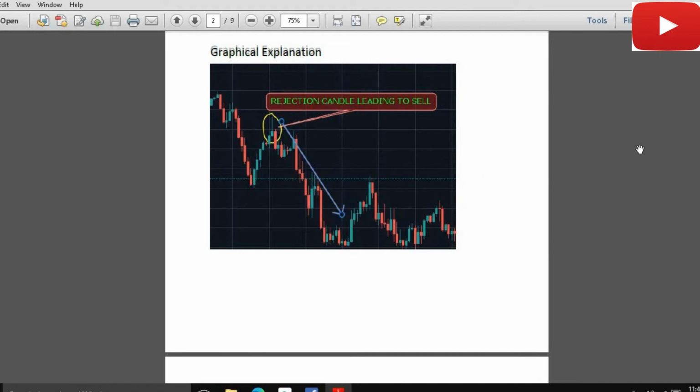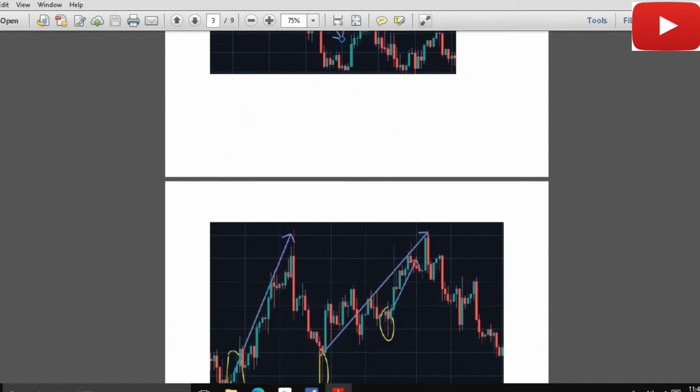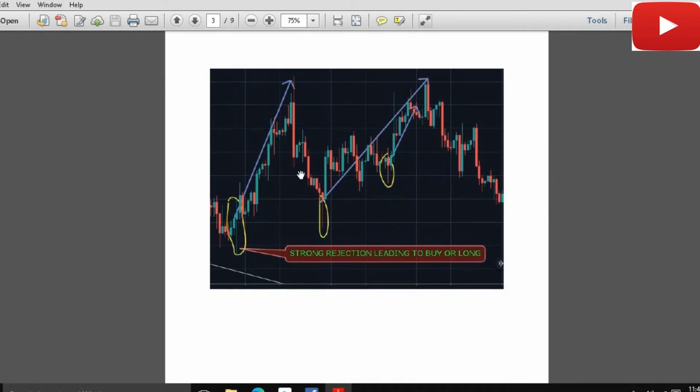Right, so let's look at other powerful examples of rejection candles. The same thing here on our graph. We are seeing a rejection candle here. There was a huge rejection that resulted in a buy. Here also we are seeing a long shadow, a huge rejection that resulted in a sell. Here a long shadow, short body, a huge rejection that also resulted in a buy. I want you to go to your graphs and identify these rejections and what follows after them.